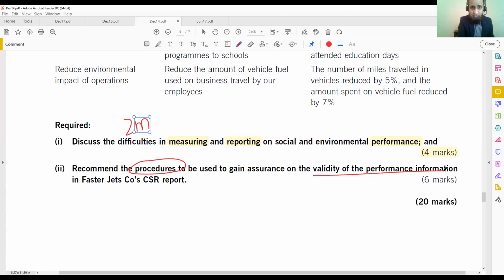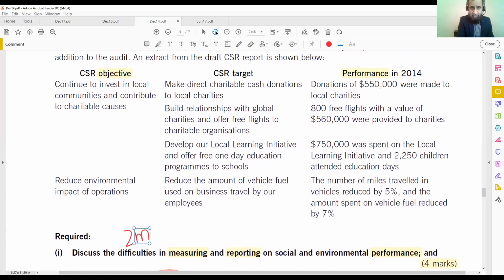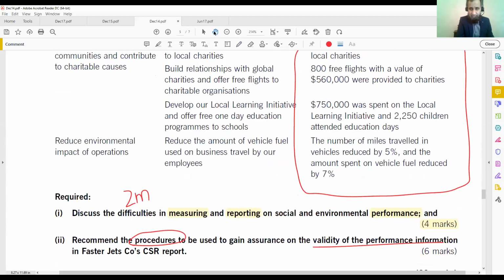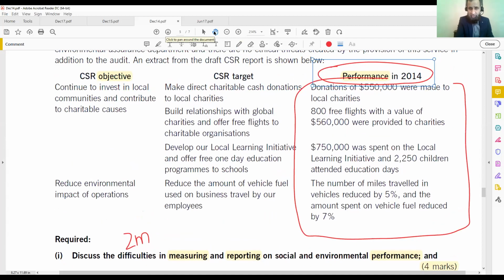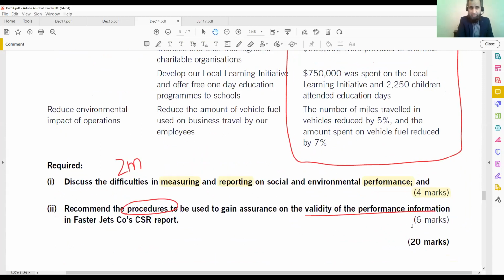You need to write procedures for the validity of the information. Where is the information? Can you see the last column? Validity of the performance information, last column. So you need to see this last column, and you need to confirm whether the information given in the last column is valid. Validity of the performance information. So this is the performance information in the last column, and you need to confirm whether it is valid or invalid. 6 marks. So how many procedures will you be making for 6 marks?